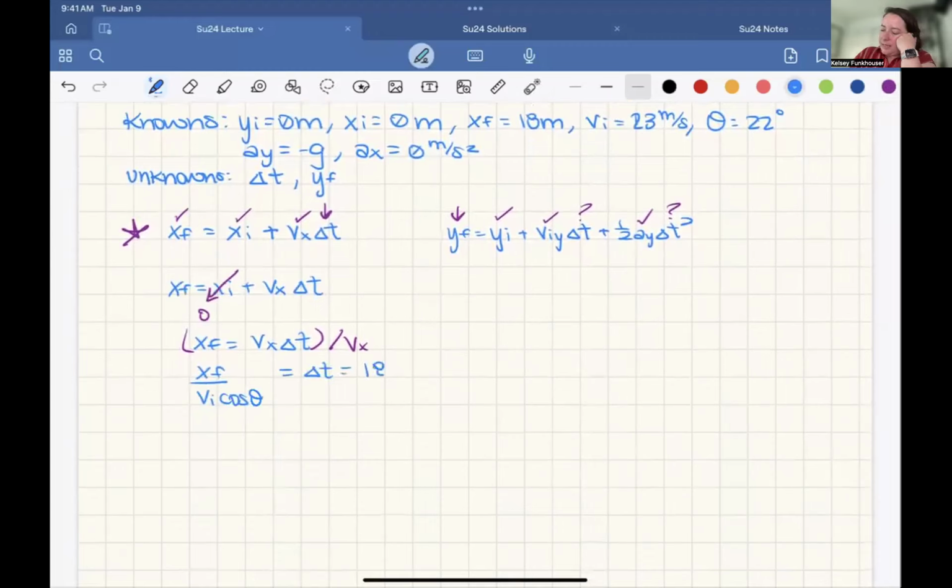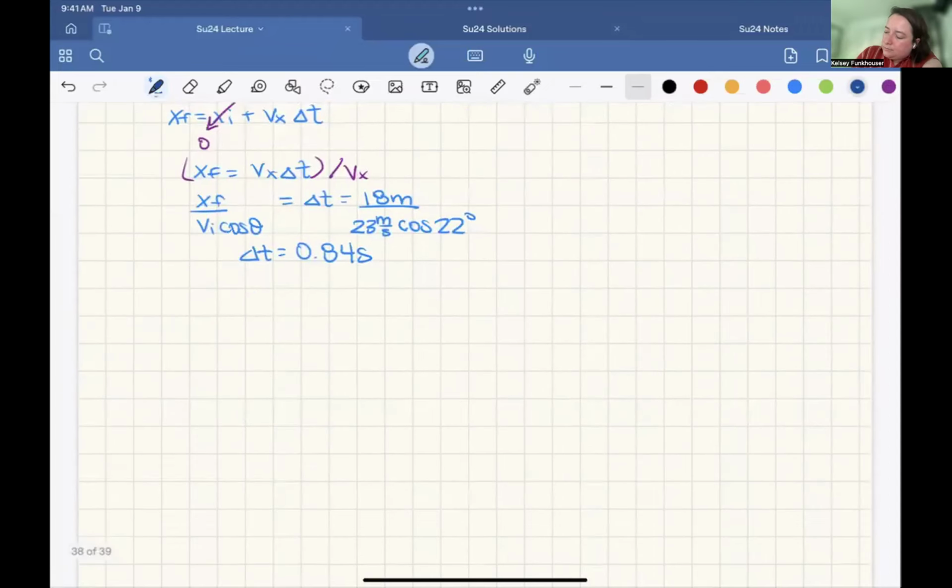And so we can plug in our numbers, 18 meters divided by 23 meters per second times cosine of 22 degrees. And this gives us a time interval of 0.84 seconds. So cool, we can take that time interval and plug it into our equation in y. We know the time now, so the only thing we're missing is that final position.